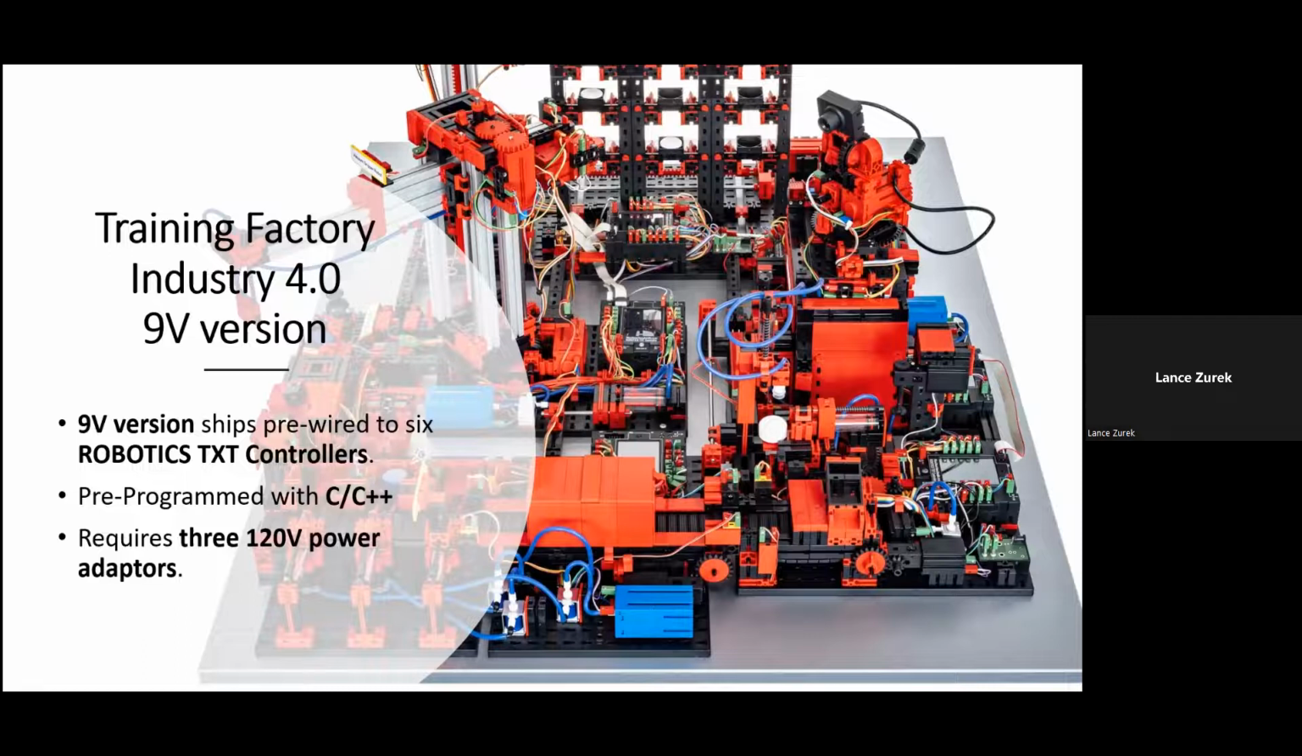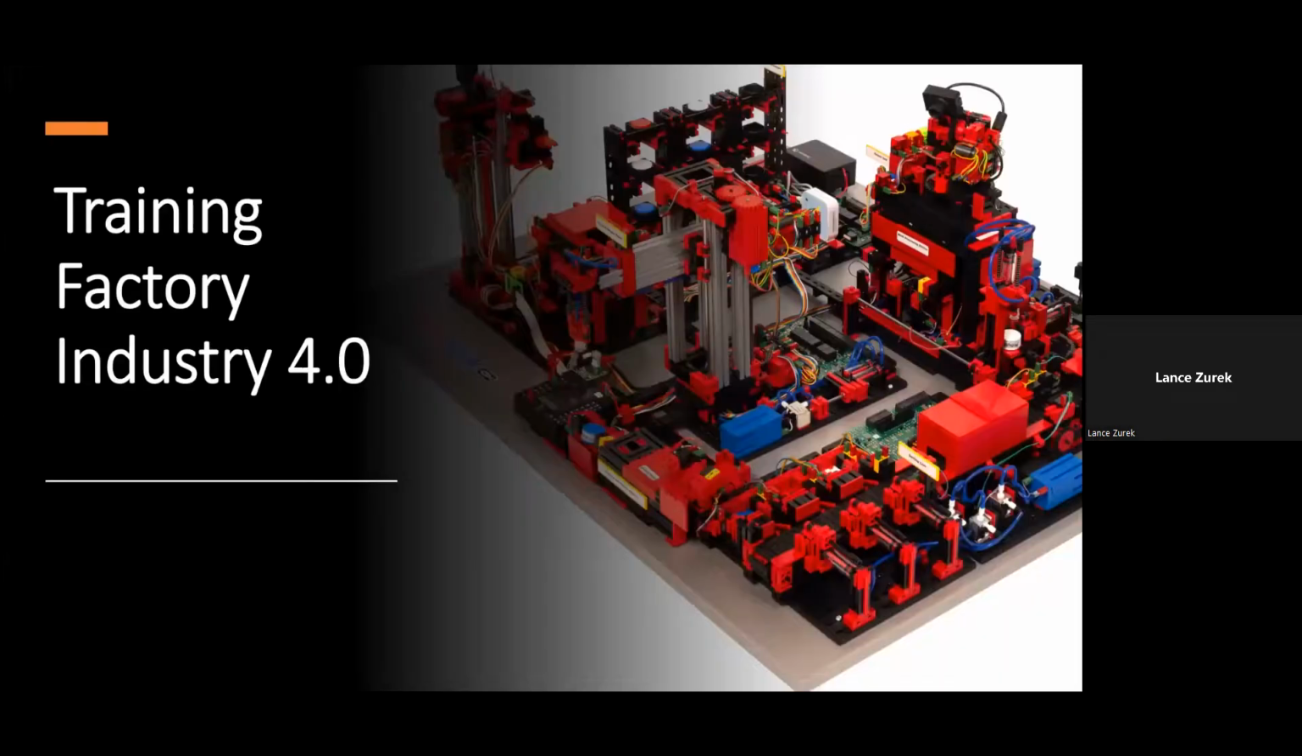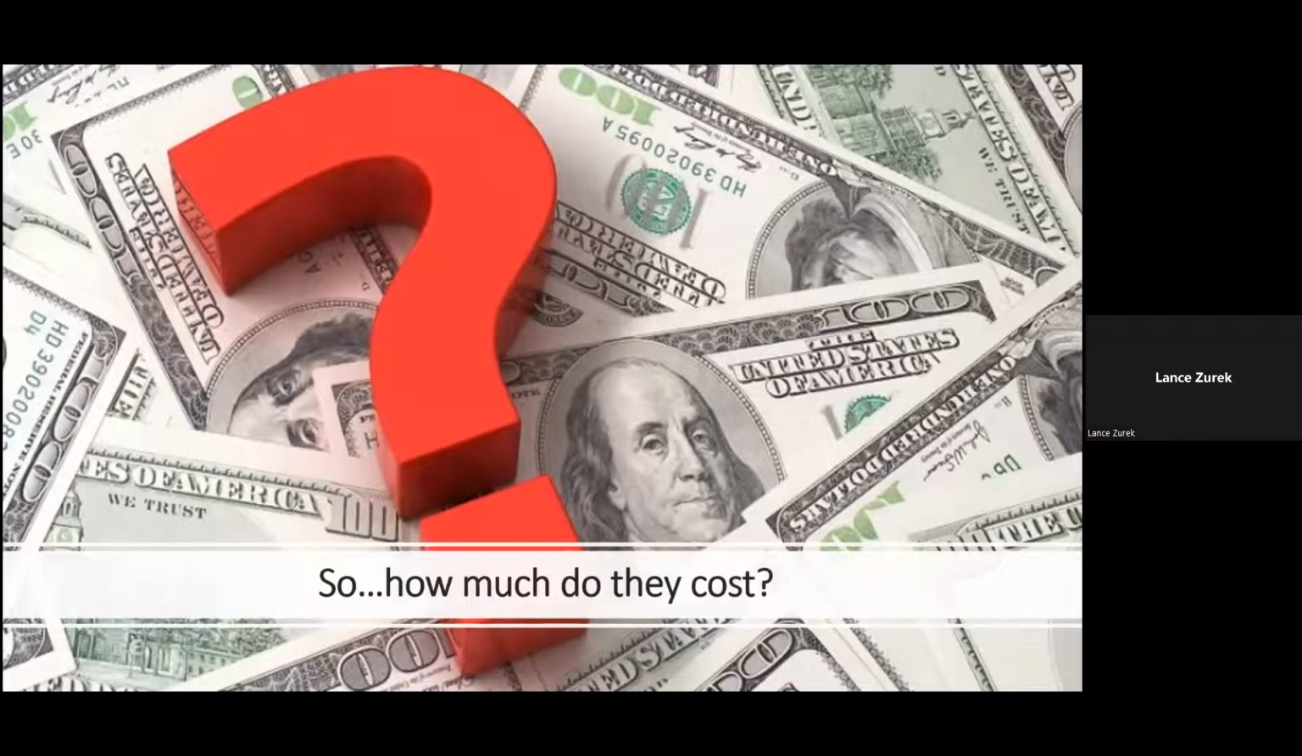Now, as with the 2 factory simulation models we discussed previously, we do recommend the optional travel case to help protect your model during transport or storage. And that's the Training Factory Industry 4.0 model, now available in both 9-volt and 24-volt variations. Of course, you might well be wondering how much these models cost, and so we're going to take a quick review of each option I've discussed along with the pricing.